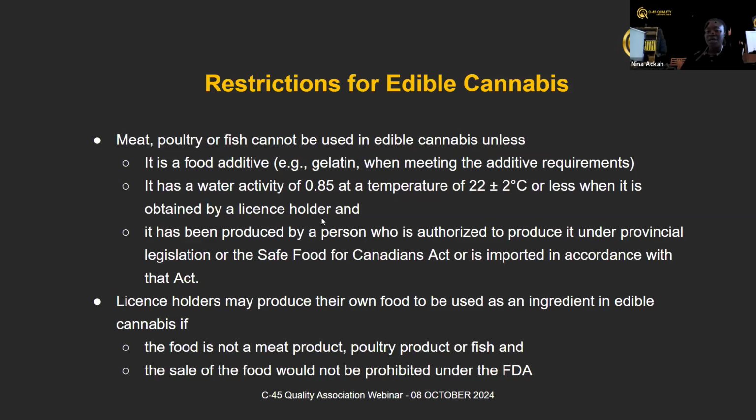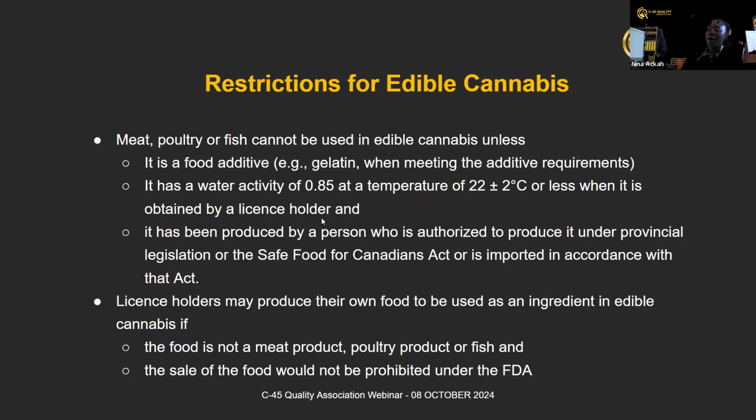Protein-based edible cannabis. So when it comes to meat, poultry, beef, fish, etc., they cannot be used for edible cannabis unless it is a food additive, for example, gelatin, and it is required to meet the formulation target. Meat, poultry, fish, beef, etc. products also must have a water activity of 0.85 at 22 degrees Celsius when it is obtained by the license holder. So with this said, any meat, poultry, or fish product that an LP intends to use to make edible cannabis cannot be produced by the license holder. The license holder must purchase the meat, poultry, fish, etc., from a producer who has been licensed to produce such products under the Safe Food for Canadians Act, and also in accordance with the Cannabis Act.